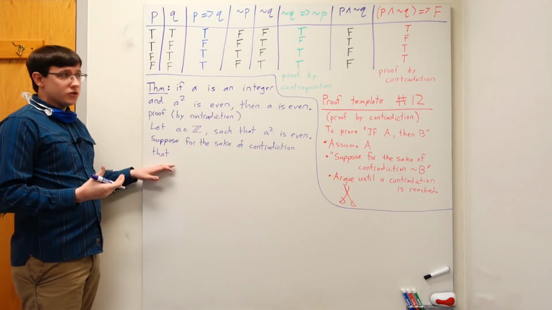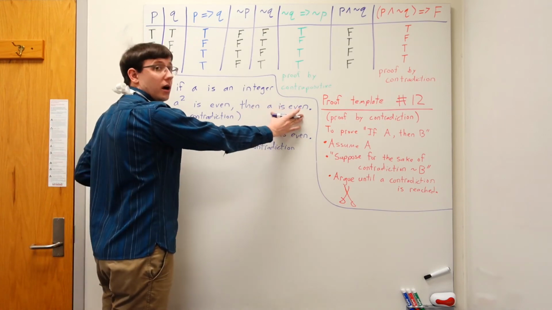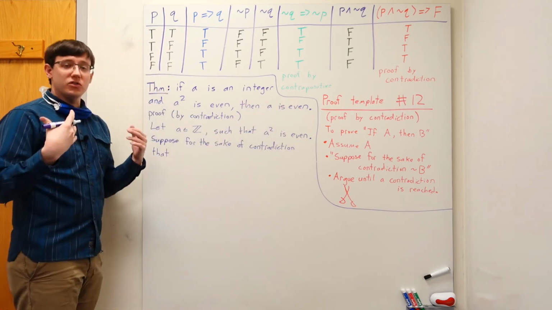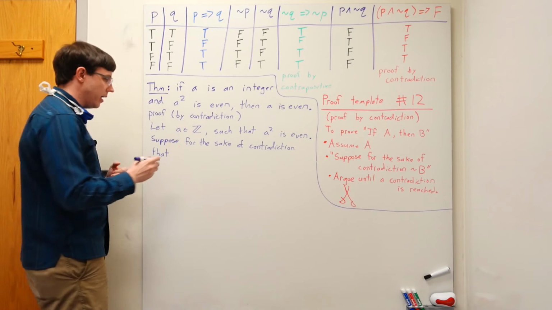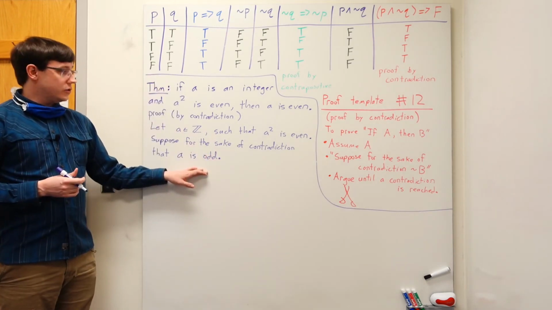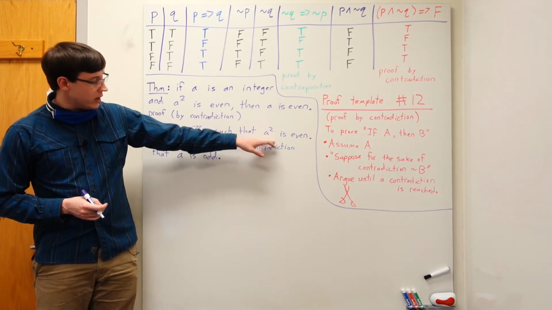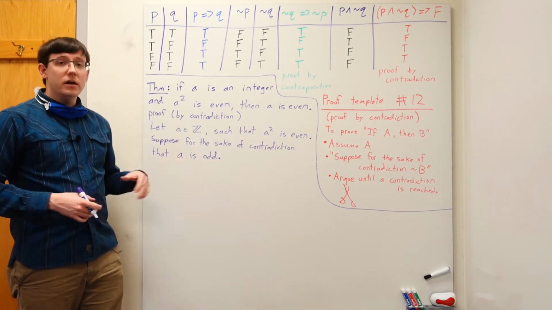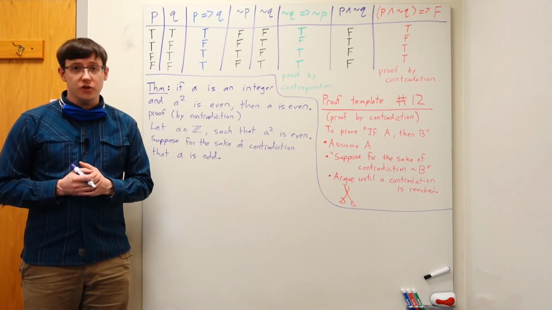We want to assume the negation of a is even, which is equivalent to saying a is odd. And now our goal is to use the fact that a squared is even, but a is odd, to arrive at some contradiction.